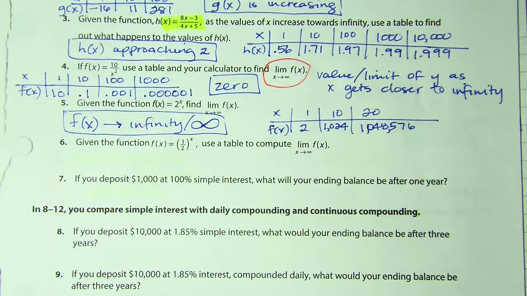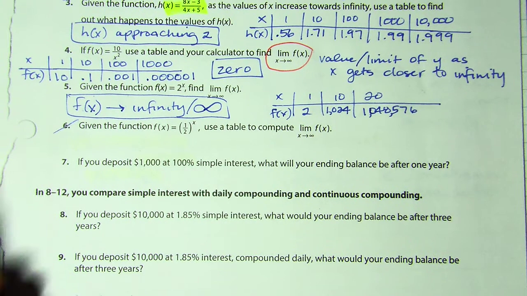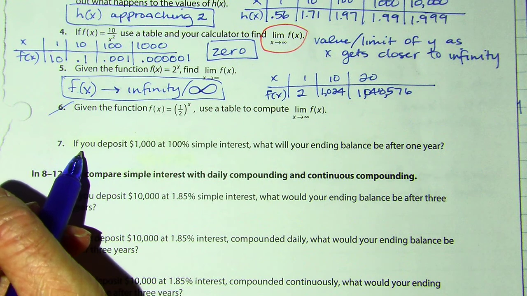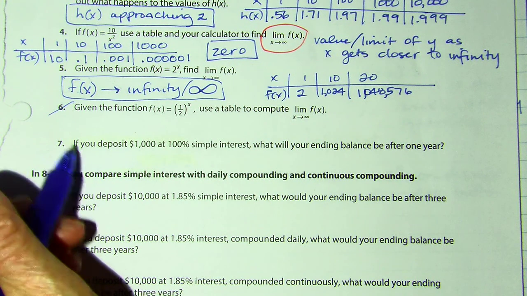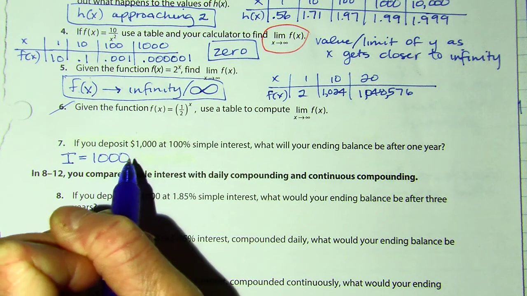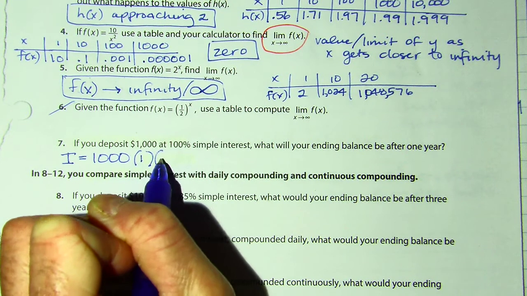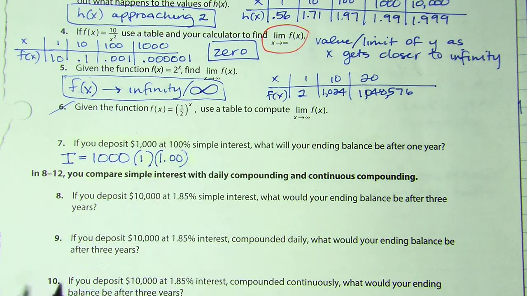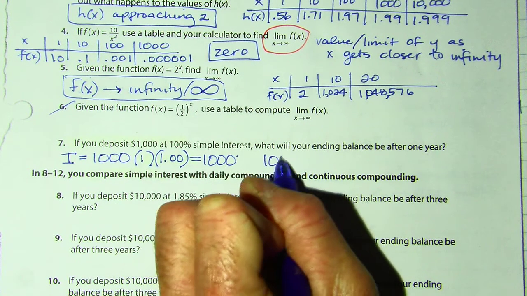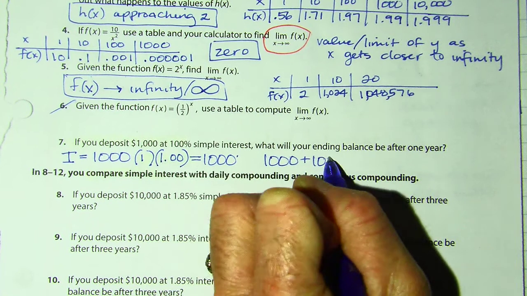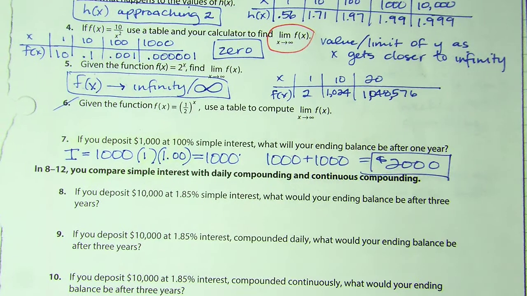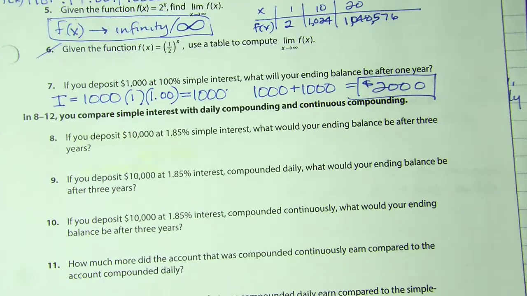Okay. The next one is just like the others. Number 7. If you deposit $1,000 at 100% interest, what will your ending balance be? So first, let's calculate interest. So I have $1,000 times 1 year times 100% would just be 1.00. That would give me 1,000. So my account would be the 1,000 I started with plus the 1,000 interest. I would have $2,000 in 1 year. Too bad I'll never find that kind of interest rate.